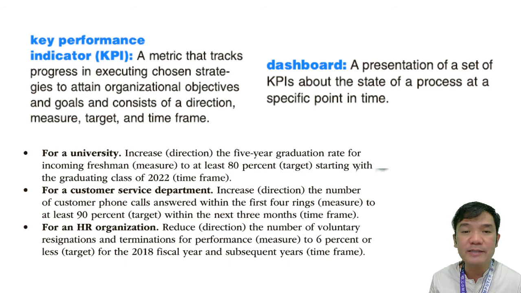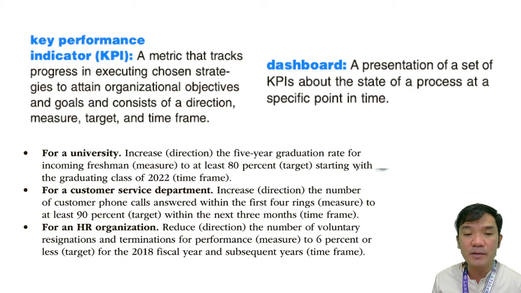For a certain university, for instance, a KPI is to increase the 5-year graduation rate for incoming freshmen to at least 80% starting with the graduating class of 2022. So it's a very specific KPI where there is a direction, meaning an increase. Second is the measure. There is a way to measure, and that can be measured through a certain target or percentage and the expected time frame that the KPI can be achieved.